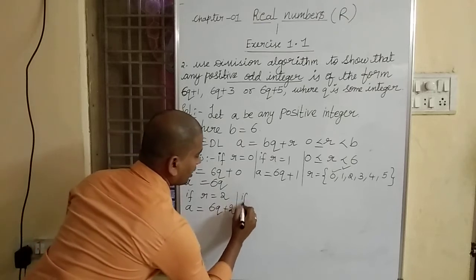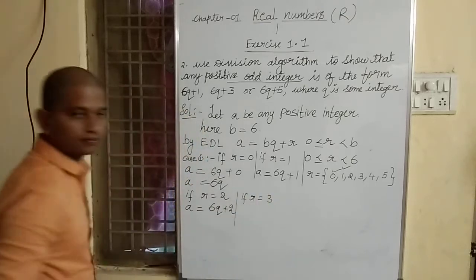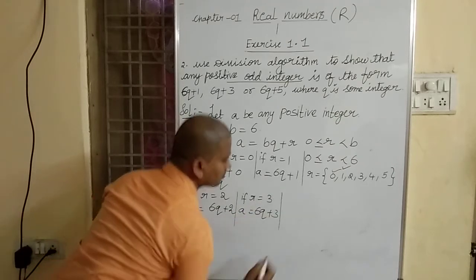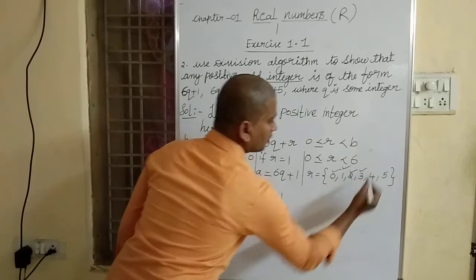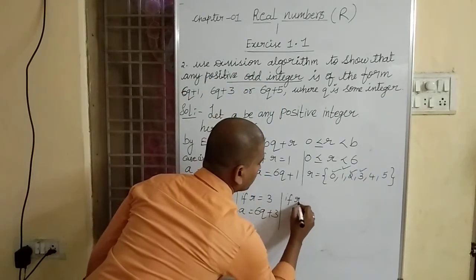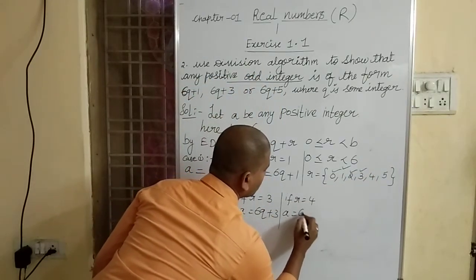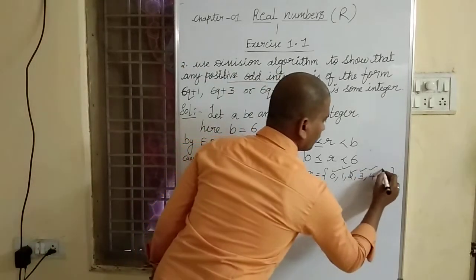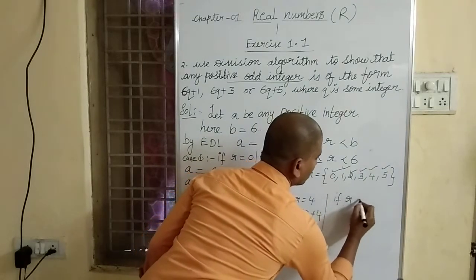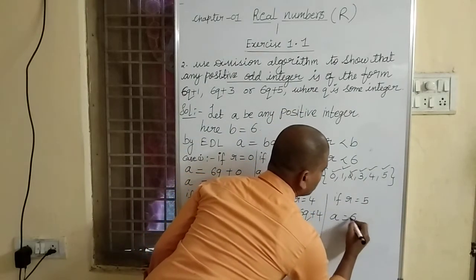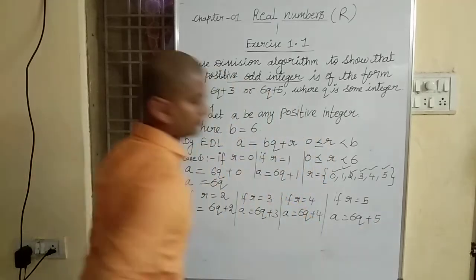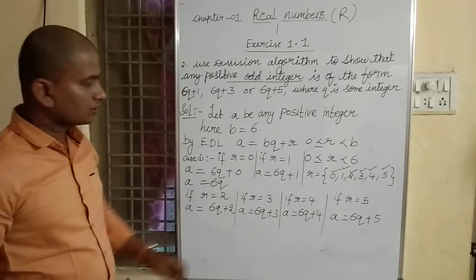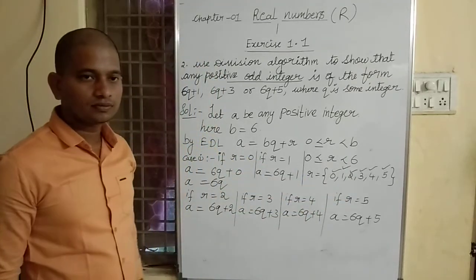Next, if r equal to 3, so a equal to 6q plus 3. If r equal to 4, a equal to 6q plus 4. If r equal to 5, a equal to 6q plus 5. We have checked all the six cases.